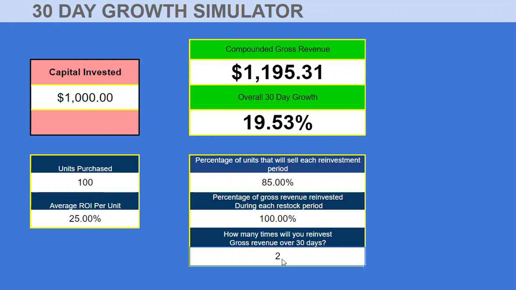So you want to at least do it 3 times. So now you can see that you're outpacing your average ROI per unit by almost 10 points. And that is at selling through only 85% of the units that you're buying and completely reinvesting that money 3 times in a 30-day period.